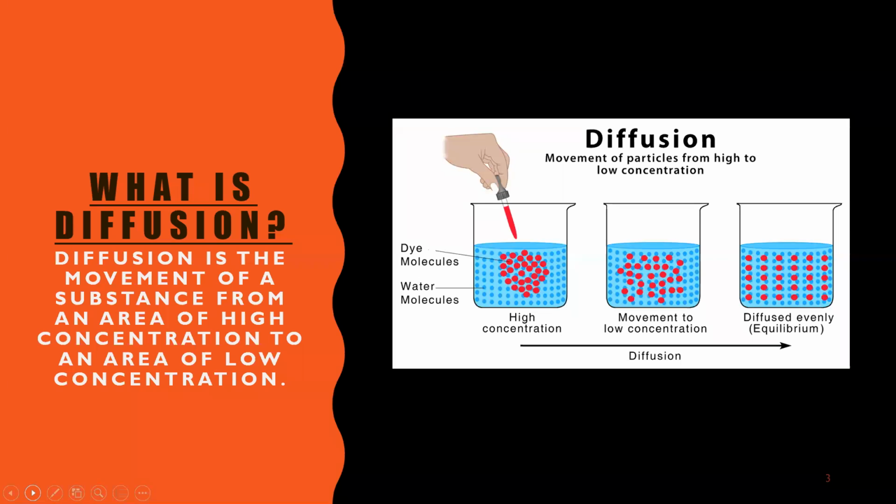If you look at this diagram on the right hand side, you can see someone putting some dye molecules into a beaker of water, so water molecules. When the dye first enters the beaker, there is a very high concentration of dye. Because water, any liquid, the molecules are able to move around randomly and freely. This allows the molecules to collide with each other and for the dye to diffuse out into the water. So this method of diffusion is the dye moving from an area of high concentration to an area of low concentration, so that it is then diffused evenly throughout the liquid. So diffusion is the movement of a substance from an area of high concentration to an area of low concentration.